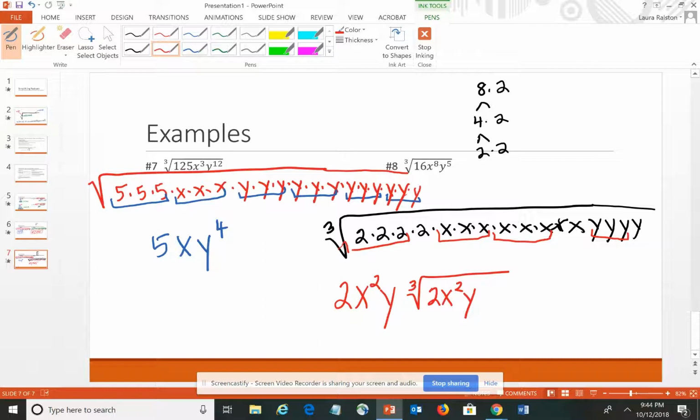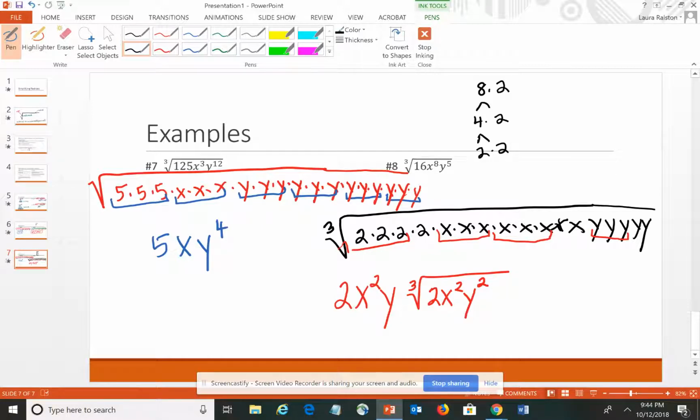Okay, again, notice 8 divided by 3 would be 2 with a remainder of 2. 5 divided by 3 would be 1 with a remainder of 2. Excuse me, I got a little error there because I miscounted again. Sorry about that. Should be 5 y's here, not 4. Okay, so your final answer is 2x squared y times the cube root of 2x squared y squared.